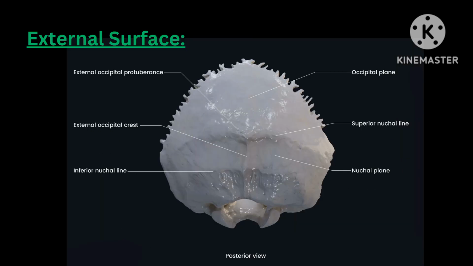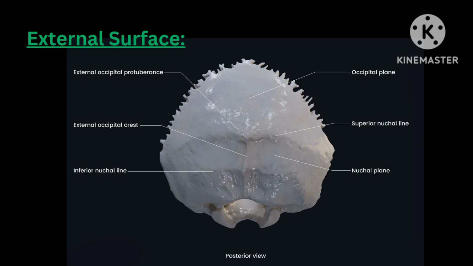The external surface of the occipital squama features the following anatomical landmarks. External occipital protuberance. External occipital crest. Superior nuchal line. Inferior nuchal line. The external occipital protuberance is a palpable bony projection in the middle of the occipital bone.